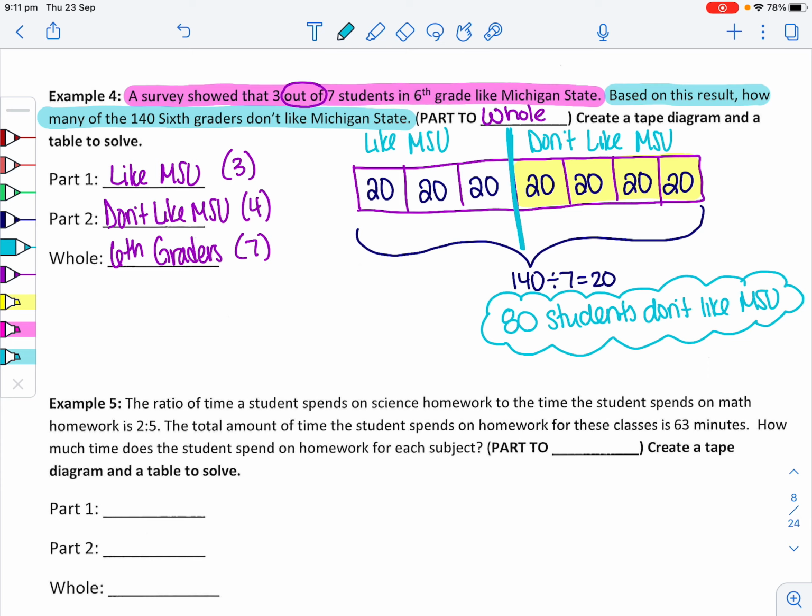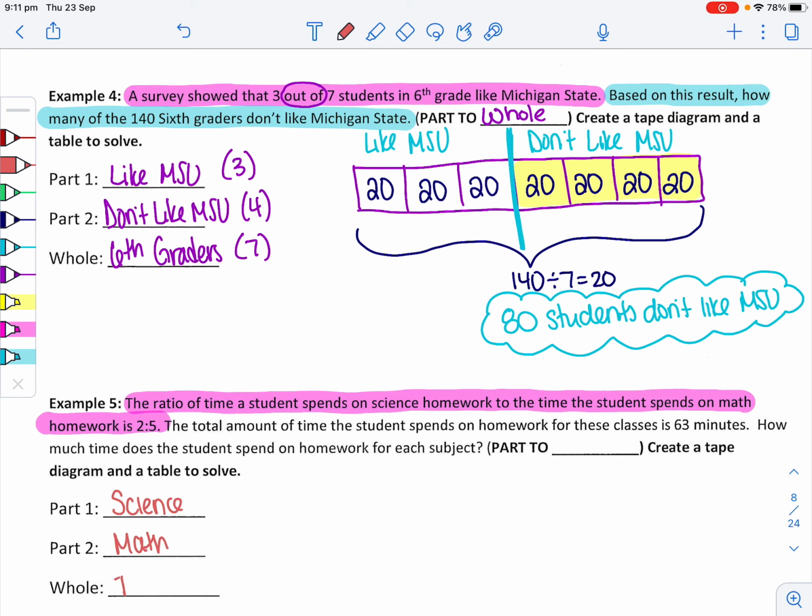So this says the ratio of time a student spends on science homework to the time they spend on math homework is 2 to 5. So I've got science, math, and total time spent. So they're spending 2 on science, 5 on math, and 7 total.